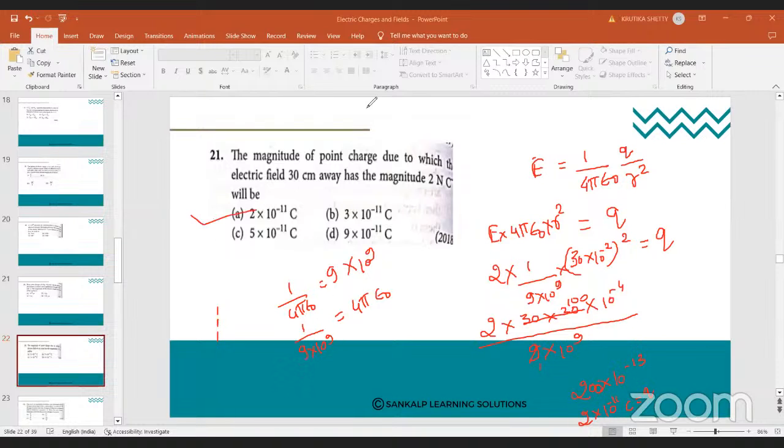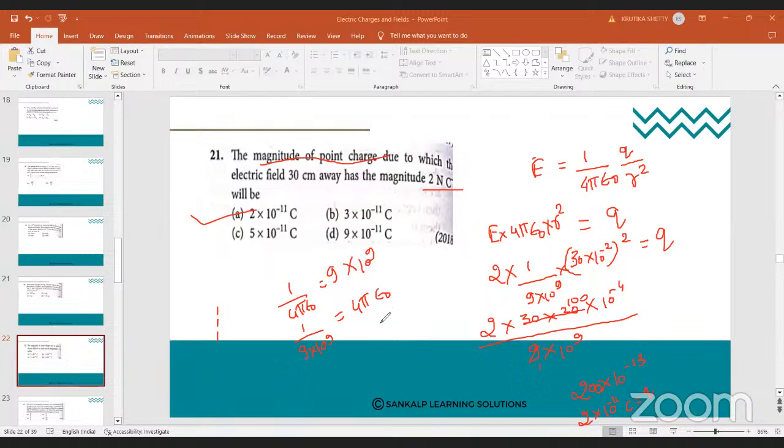Understood? If you are not understanding, you can tell in the chat box to repeat. So here the electric field intensity is equal to 1 upon 4 pi epsilon naught Q divided by R square. Next, I require Q value. In the question they have asked for the magnitude of the point charge. So Q is equal to E into 4 pi epsilon naught into R square. E value in the question is 2. 1 upon 4 pi epsilon naught is 9 into 10 raised to 9.